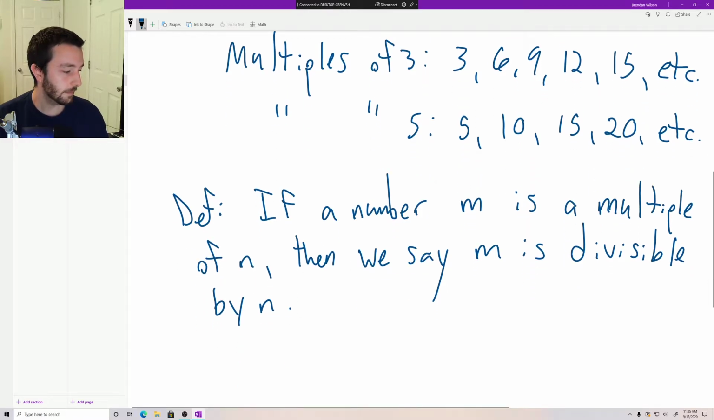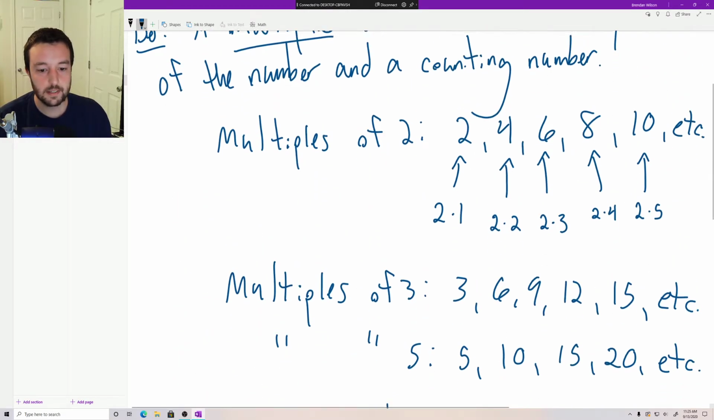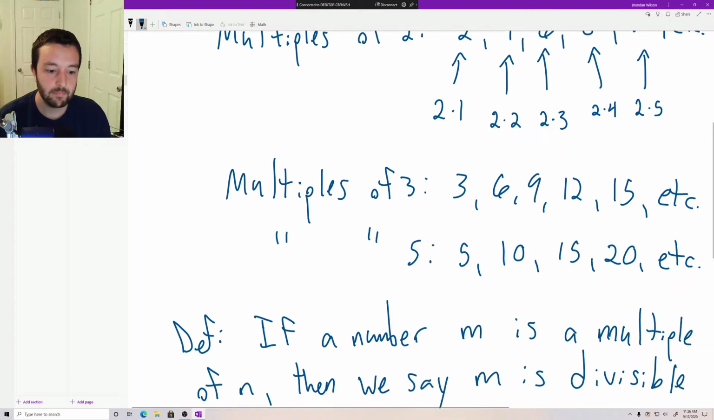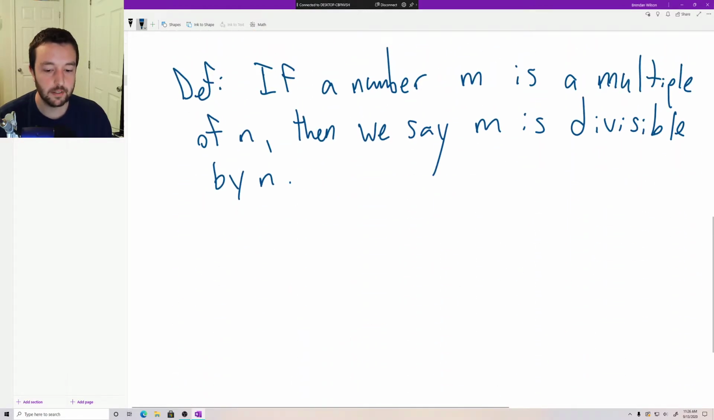So listing out the multiples, it's not usually something that's super useful. We're just counting by that number. But if we're given a number, asking whether or not that's divisible by another number could be very useful.